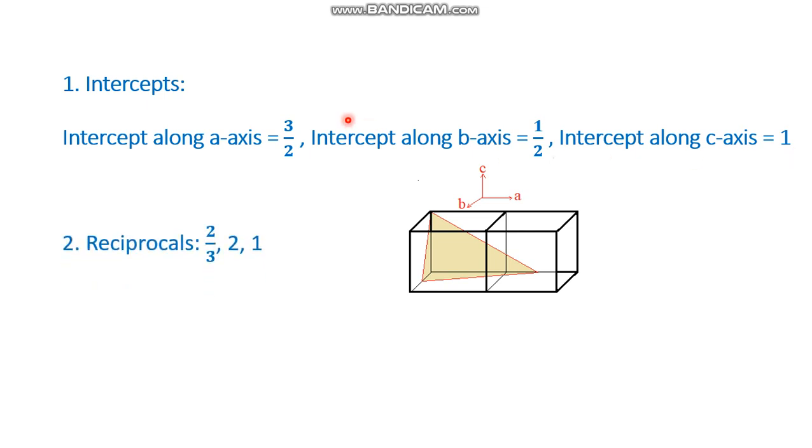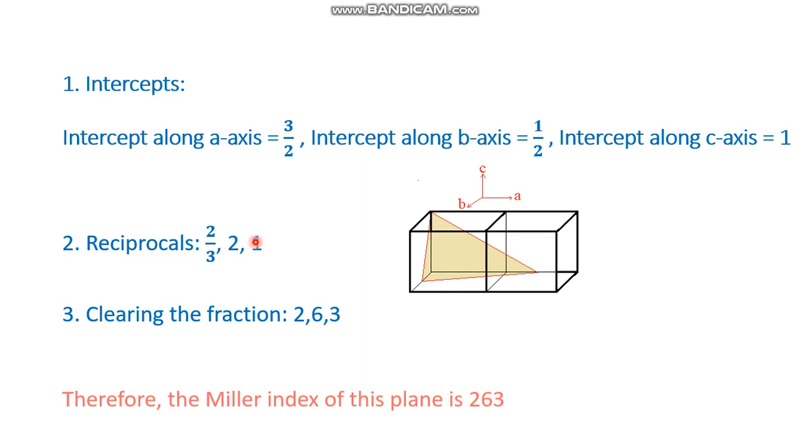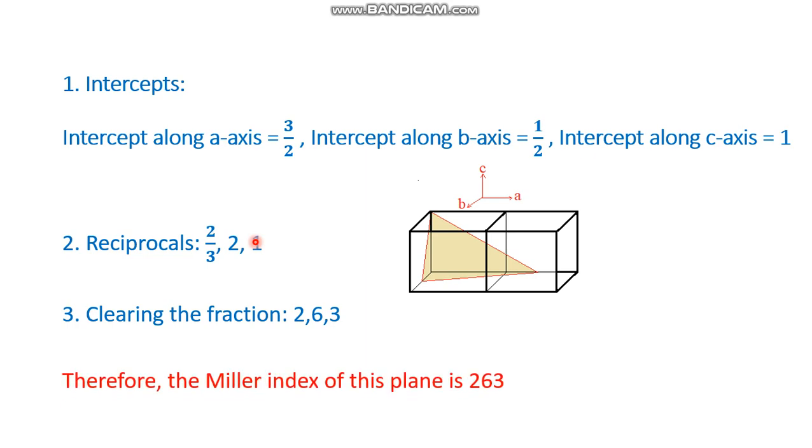Now the reciprocal of 3/2 is 2/3, half is 2, and 1 is 1. After clearing the fractions, we get the values. Just multiply with 3. So 2/3 into 3 means 2, 2 into 3 means 6, and 1 into 3 means 3. So 263. Therefore the Miller index of this plane is 263.